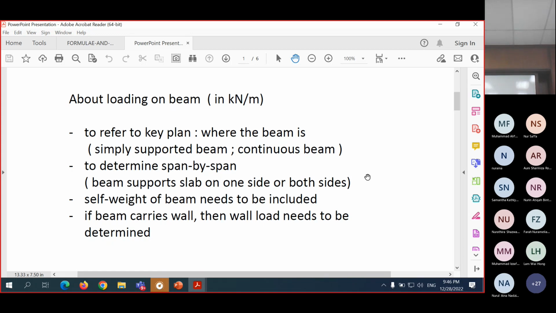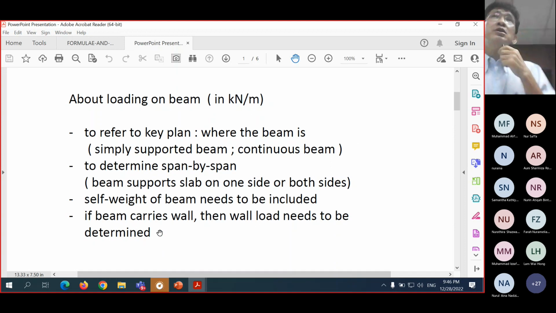Okay. Because I think some of you refer to some notes where they take away the thickness of the slab. Why do they take away the thickness of the slab? Because the slab self-weight is already considered when we calculate the permanent load from the slab. So when you calculate the self-weight of the beam, you can take away the thickness of the slab. But the difference is very, very marginal. So you can consider straight away the whole depth of the beam when you calculate self-weight. Okay?